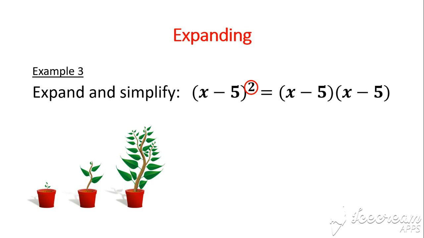Now we expand it as we've done. We go x times x is x squared. x times minus 5 is minus 5x. x times another minus 5 is minus 5x. And minus 5 times minus 5 is positive 25.